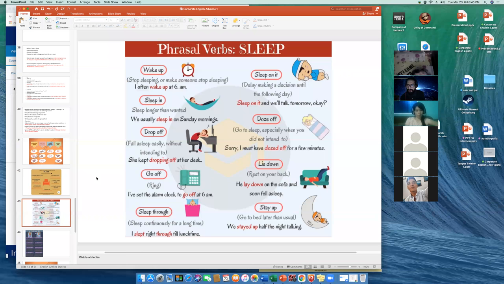I have a question. Madeline. Okay, yes, Madeline. Why is "right" between sleep and through? Why? Where? Right. Oh, I slept right through till lunchtime.